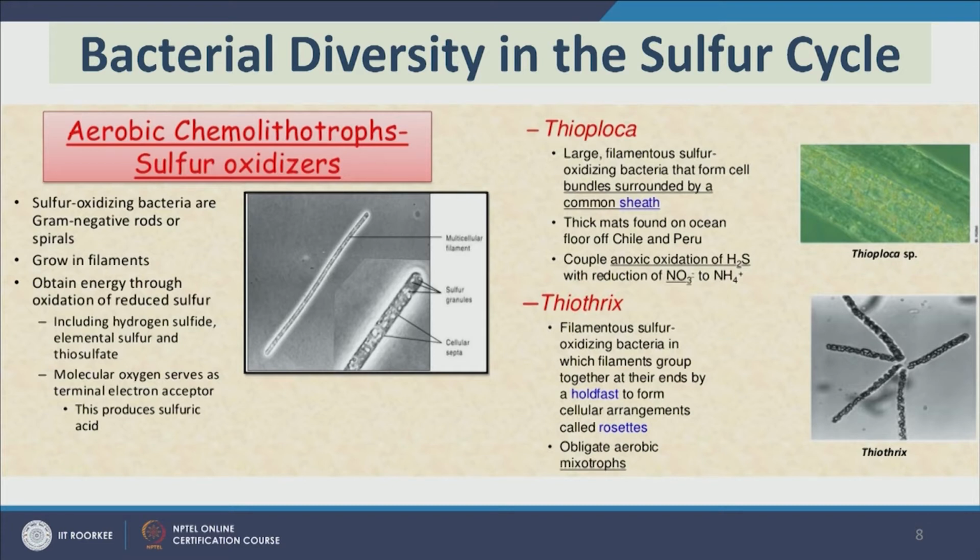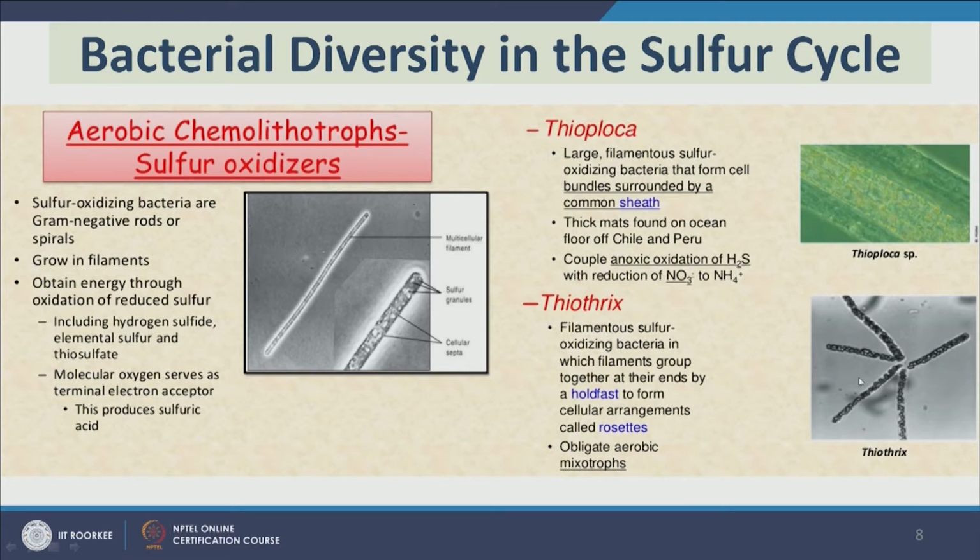So the cells grow on one axis on top of each other, and there is a common sheath that runs. So morphologically we might get an impression that the cell is very long, but it's just a common sheath that covers these cells. These thick mats of Thioploca are found on the ocean floor near Chile and Peru, South America, and they often couple anoxic oxidation of H2S with reduction of nitrate to ammonia. So their electron acceptor is often nitrate, not oxygen.